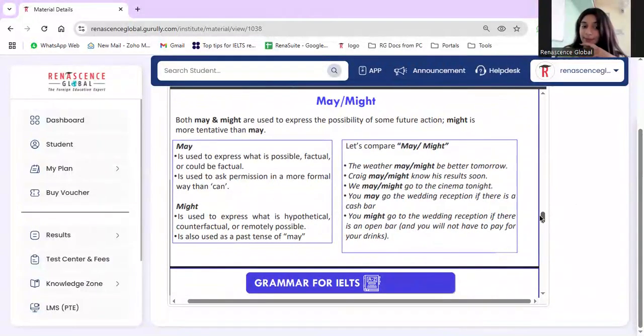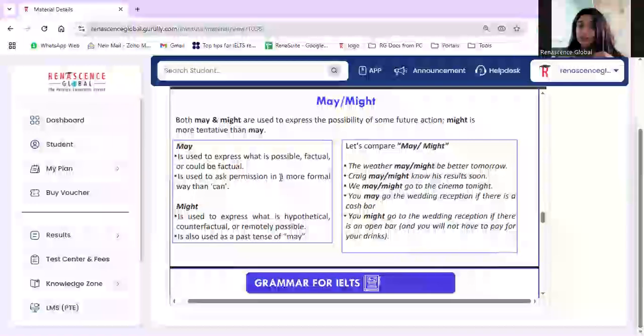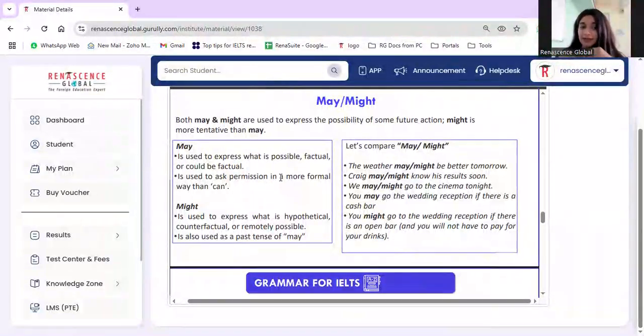Next, we have may and might. May is used to express something which is possible, which is factual, or it can be a fact. And may is also used to ask permission in a very formal way, like may I come in. Might is used for something which is hypothetical, counterfactual or remotely possible, something which is based on probability, right? And it's also used as the past tense of may.